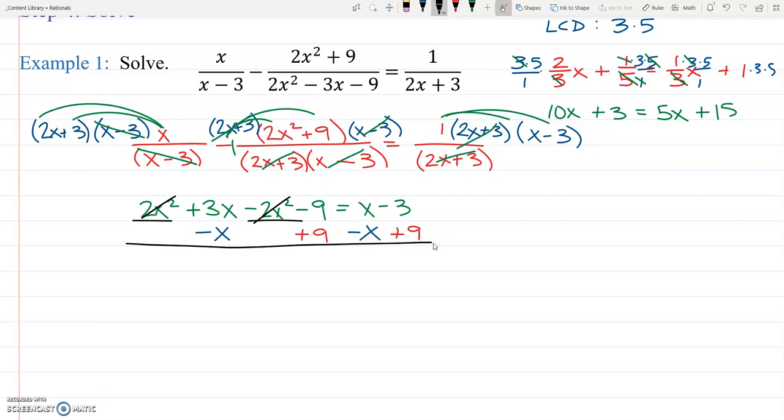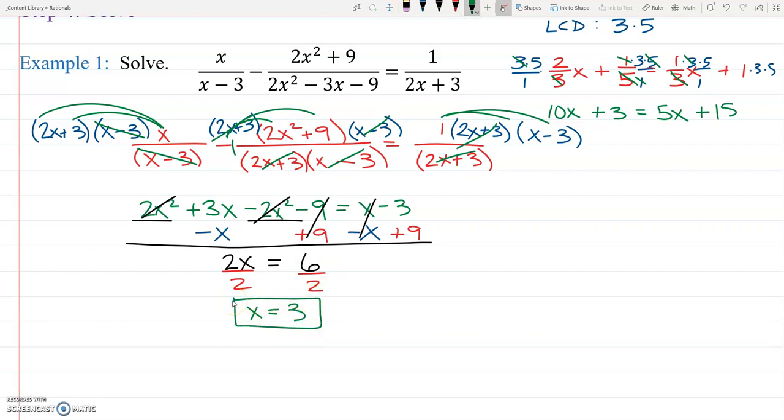All right, so let's see what's left. I've got 3x minus 1x, so here I have 2x. Negative 9 and positive 9 canceled. X minus x canceled. So I got equals. Negative 3 plus 9 is positive 6. Okay, divide both sides by 2. So I've got an answer of x equals 3.